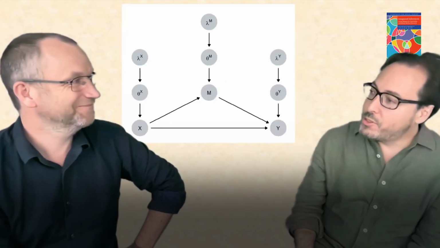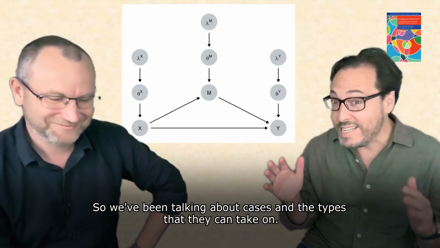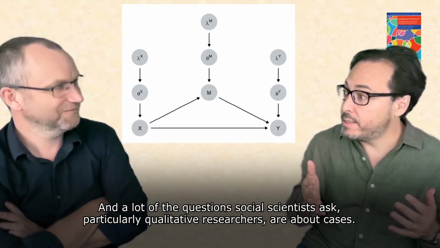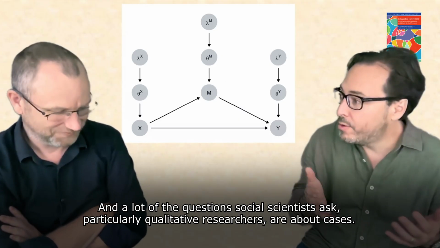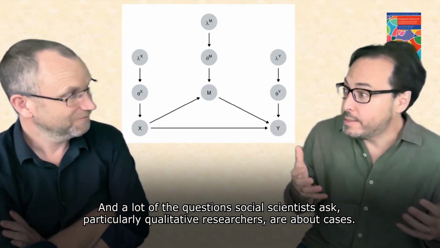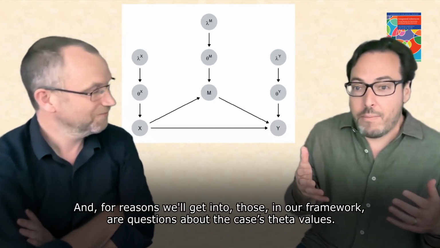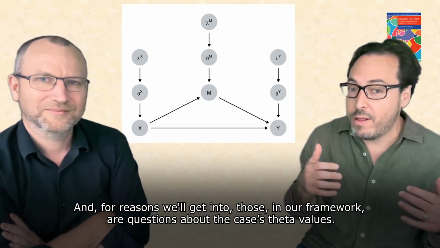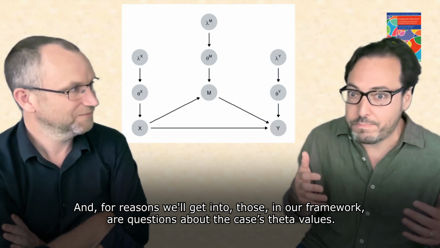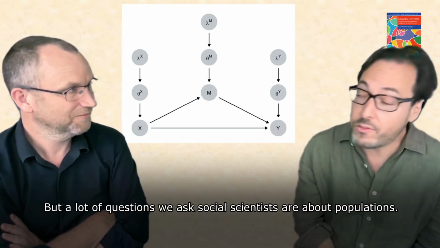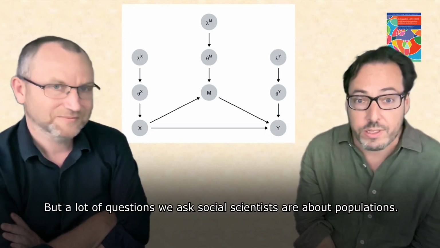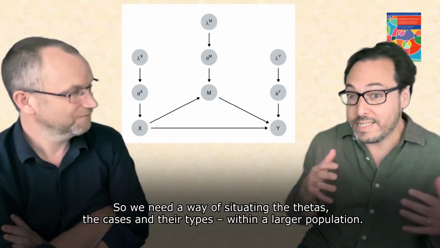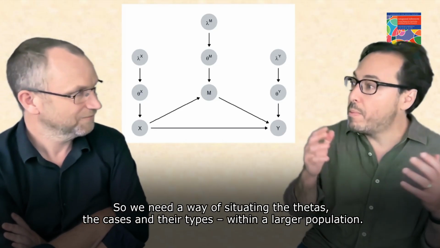All right, so we've been talking about cases and the types that they can take on. And a lot of the questions social scientists ask, particularly qualitative researchers, are about cases. And essentially, for reasons we'll get into, those in our framework are questions about the case's theta values. But a lot of questions we ask as social scientists are about populations. And so we need a way of situating the thetas, the cases, and their types within a larger population.